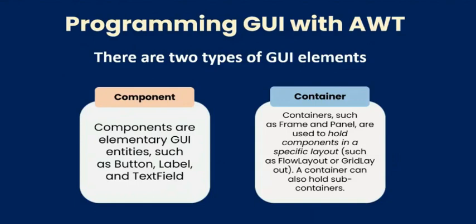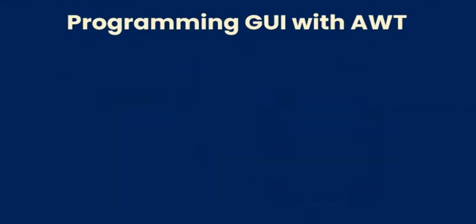Okay, so you understood the two types of GUI elements. There are two types of GUI elements, component and container. Okay? All right, so let's proceed. So here is an example, no? So there are three containers, a frame and two panels.